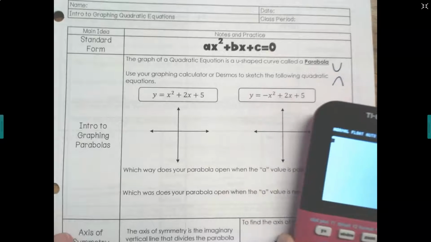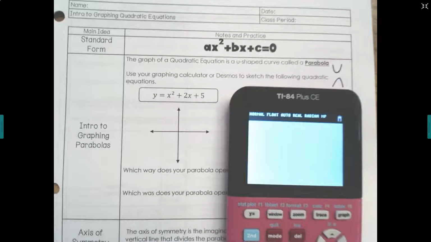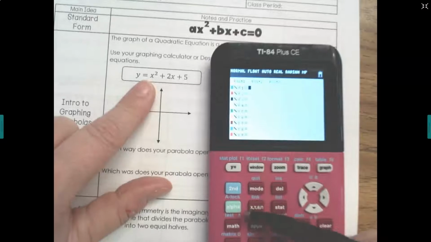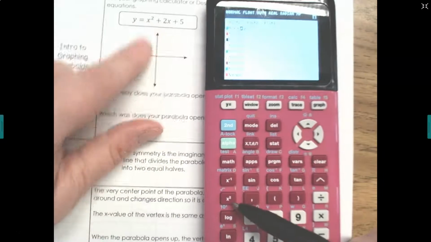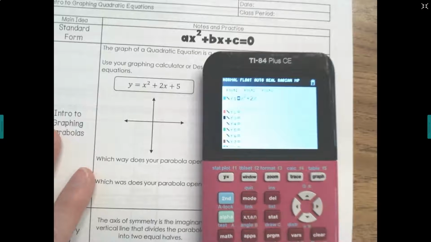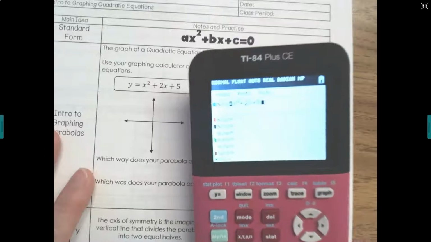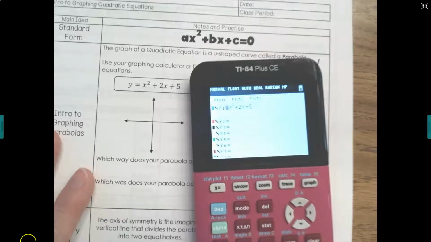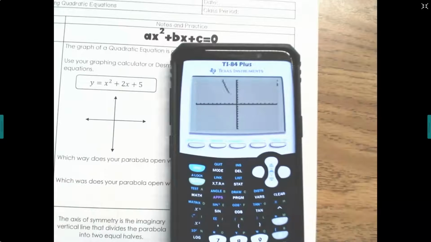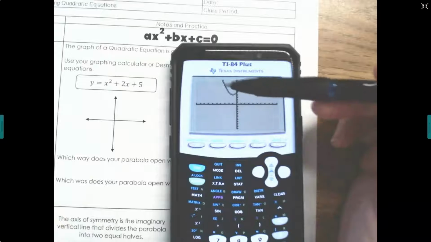So let's use our graphing calculator, or Desmos if you do not have a graphing calculator, and we're going to put this equation in. So you're going to touch the y equals to go into where we will put the equation. X squared, remember x is next to the green alpha button right here, and the squared button is over here on the left. X squared plus 2x plus 5, okay? So we're going to press the graph button right over here. Give it a second, and there we can see the U shape.